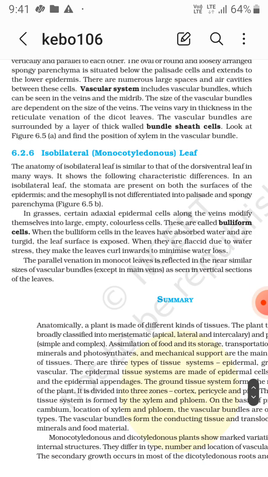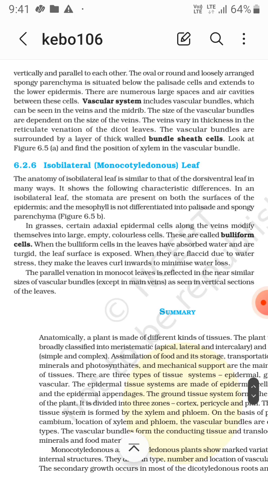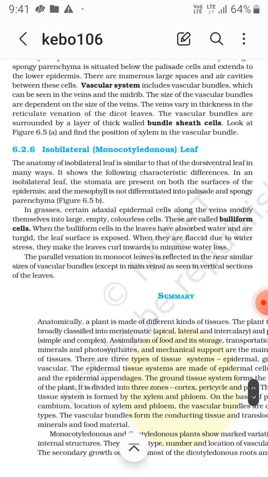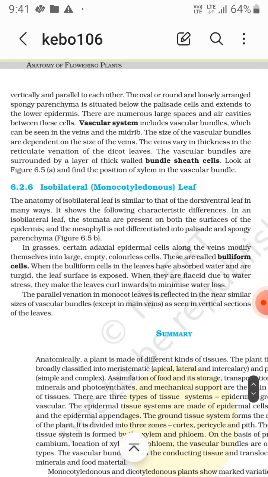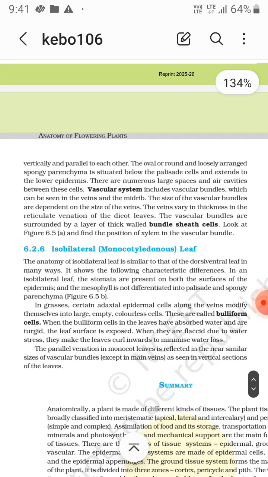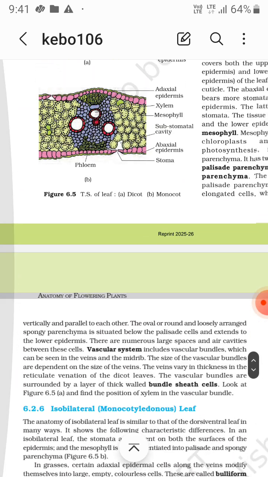The parallel venation in monocot leaves is reflected in the near-similar sizes of vascular bundles as seen in the vertical section of the leaves. So it's only in reticulate venation that the size varies, but in parallel venation the size of the veins is the same, so the vascular bundles are also the same. So this is the isobilateral, that is monocotyledonous, leaf.